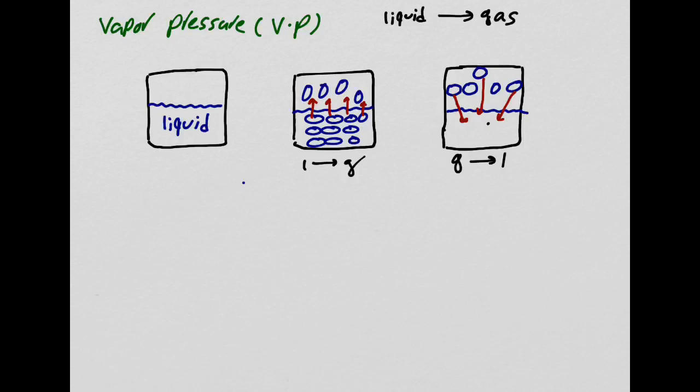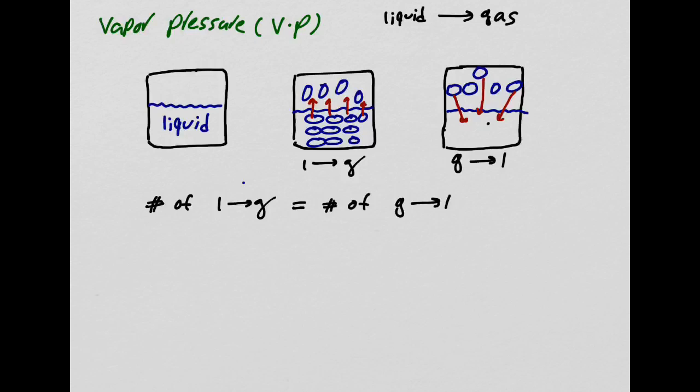Now, at some point, the number of molecules that go from liquid to gas is going to equal the number of molecules that go from gas to liquid. So at some point, the number of molecules that go gas to liquid and liquid to gas are going to equal. And at that point, it creates a pressure. We're going to call that pressure a vapor pressure.